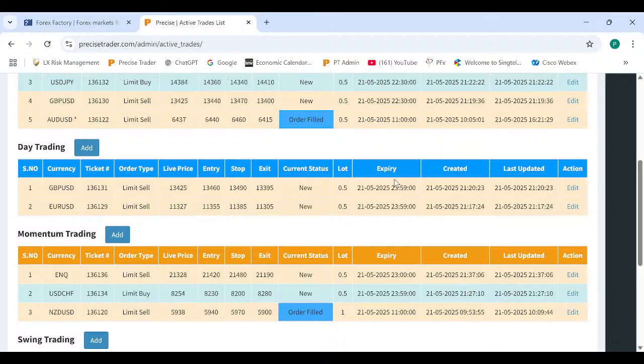Okay, so I think we have to wait for some time to see how is the progress.